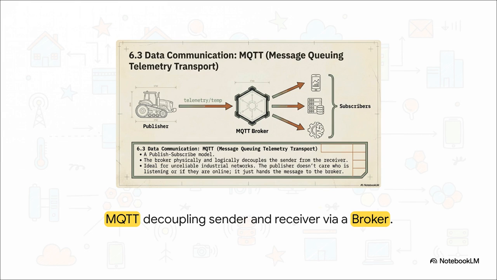It's an asynchronous publish-subscribe model, and it is incredibly resilient for spotty, unreliable industrial networks, mostly because the sender doesn't even need to know if the receiver is online right now. It just drops the message at the broker and gets right back to work.